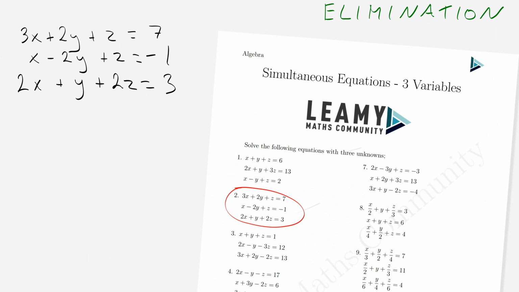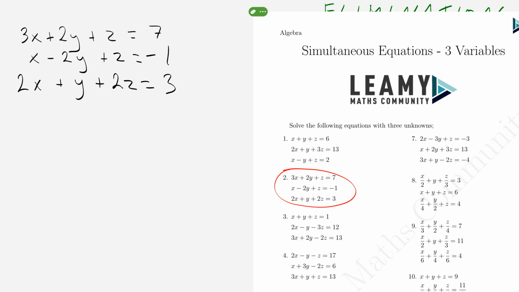So question 2: 3x plus 2y plus z is 7, x minus 2y plus z is minus 1, and 2x plus y plus 2z is 3. We need to solve for x, y, and z. As you can see, I've written the three equations here already. What I recommend is to label each equation. You're going to have a lot of equations in this method, 7 or 8 equations, so it's a good idea to label them just to keep track of them. I'm calling the first equation, equation 1, the second one, equation 2, and the third one, equation 3.